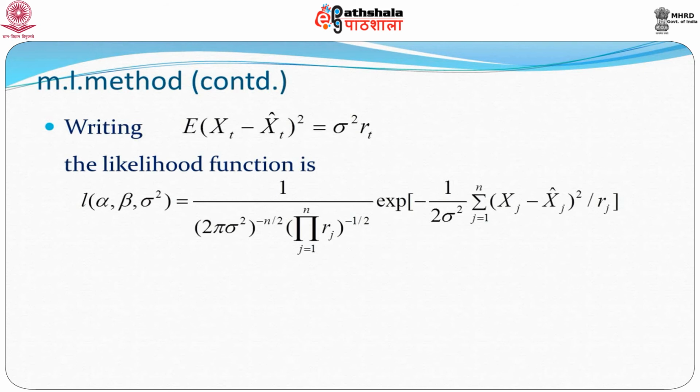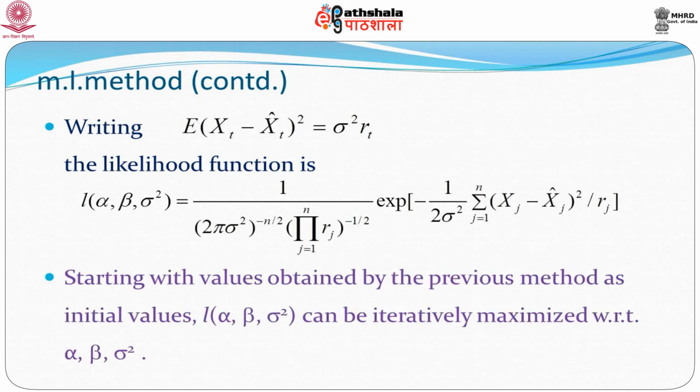Look at this: e to the power of minus 1 by twice sigma squared into the sum of the residuals divided by r j. So, that is how we write the likelihood, and then we can maximize this likelihood with respect to alpha, beta and sigma squared. Remember, they are all embedded in the y j's or the x j's, and starting with values obtained by previous methods as initial values, we can iteratively maximize this.